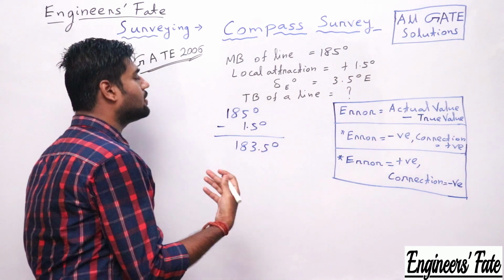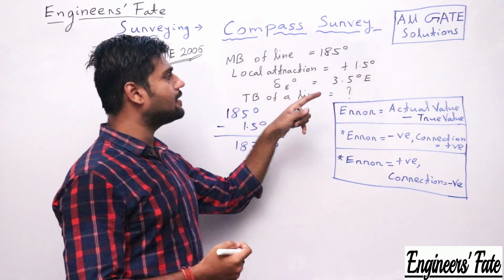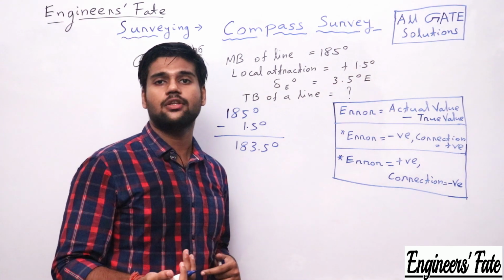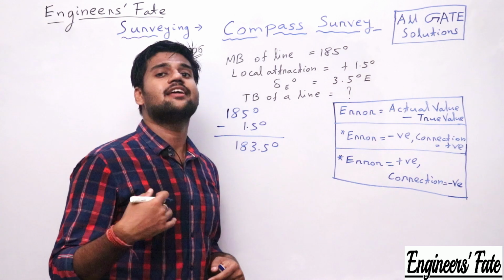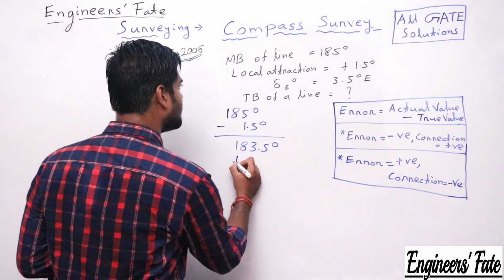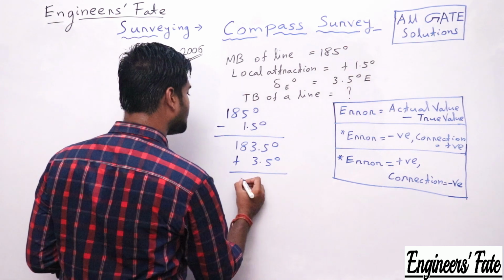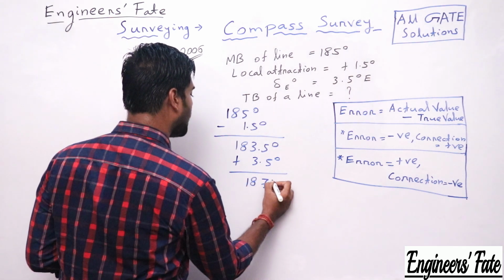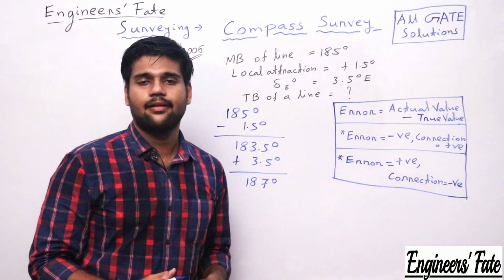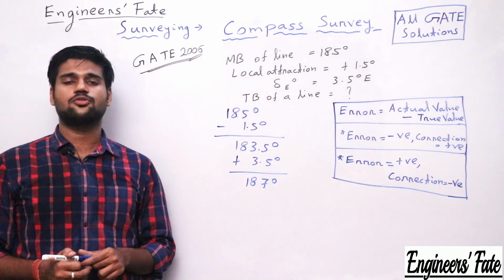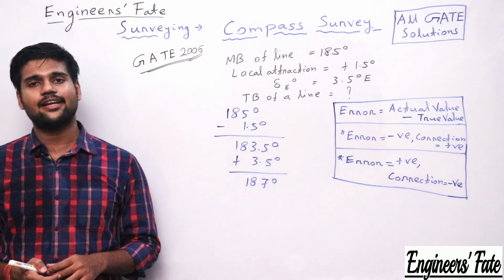183.5 degree. So now again the eastern declination is given as 3.5 degree. What I have told you in the previous question, eastern declination means plus 3.5 degree. So whatever the answer, the true bearing will be 187 degree. So please note this thing, and I hope you have understood this thing, and try the next question.